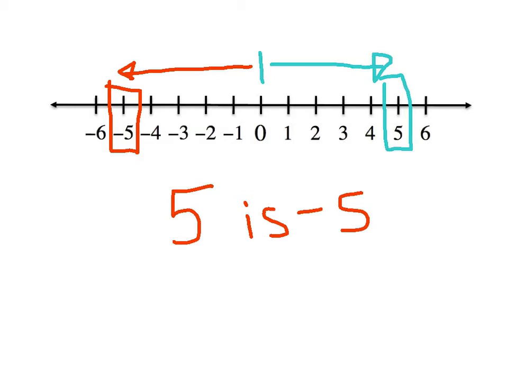And we can do the same thing. We can work backwards. We can say we went to the left, negative 5. What is the opposite of moving to the left? Moving to the right, positive 5. So 5 is the opposite of negative 5. Negative 5 is the opposite of 5.